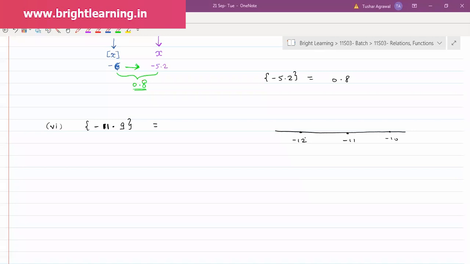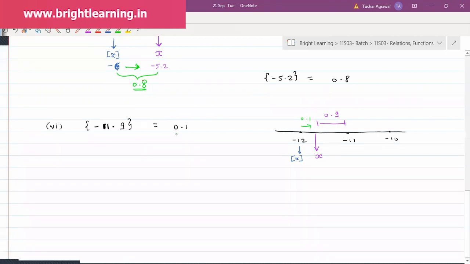So minus 11, minus 12 here, and minus 11.9 will be over here. This is my x. This distance is 0.9, but I'm not interested in that part. My step x is over here, and from step x, how much should I move ahead? I have to move ahead 0.1 distance. So my answer will be 0.1. Everybody understood this?